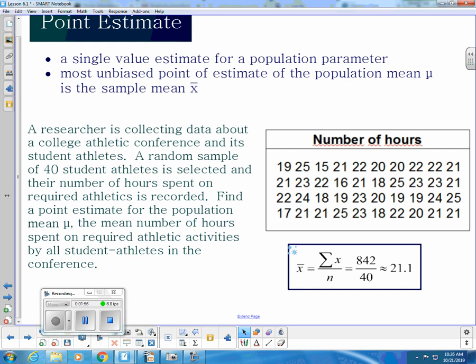Did you do a point estimate that's a standard deviation? Sample standard deviation? Yes. Sample variance? Yes. The mean is the most unbiased point estimate, so that's the one we're going to use today. All right?